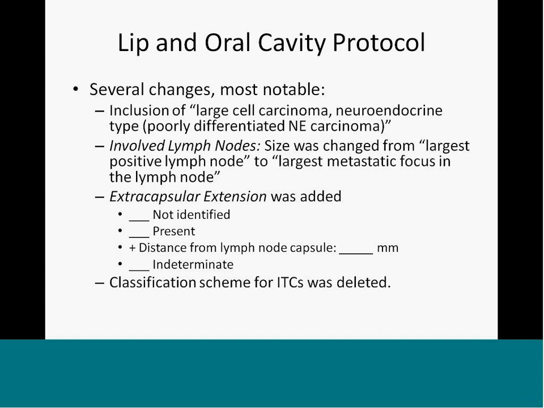Involved lymph node measurement. The size was changed from largest positive lymph node to largest metastatic focus in a lymph node. Added extracapsular extension, identified or not, and not an optional element. The optional elements are indicated by the little plus sign. As an optional element, the distance from the lymph node capsule. And in the protocol, they had a classification scheme for isolated tumor cells and lymph nodes, which has been deleted.